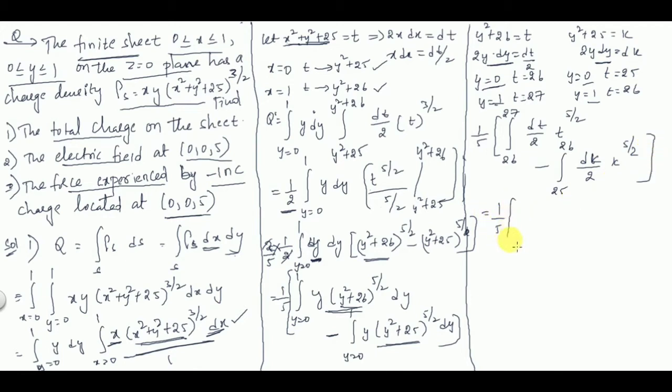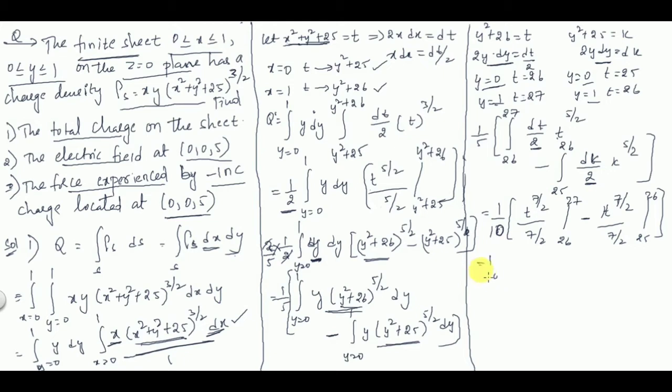Okay, so now 1 by 5 into dt by 2, so 1 by 2 is common in both, so I'm multiplying and writing 1 by 10 directly. So this is t power 5 by 2 dt. T power 5 by 2 dt is t power 7 by 2 by 7 by 2, limits are from 26 to 27, minus this is also k power 7 by 2 by 7 by 2, limits are from 25 to 26. So 7 by 2 is common in both. If it goes to the numerator, it is 2 by 7.